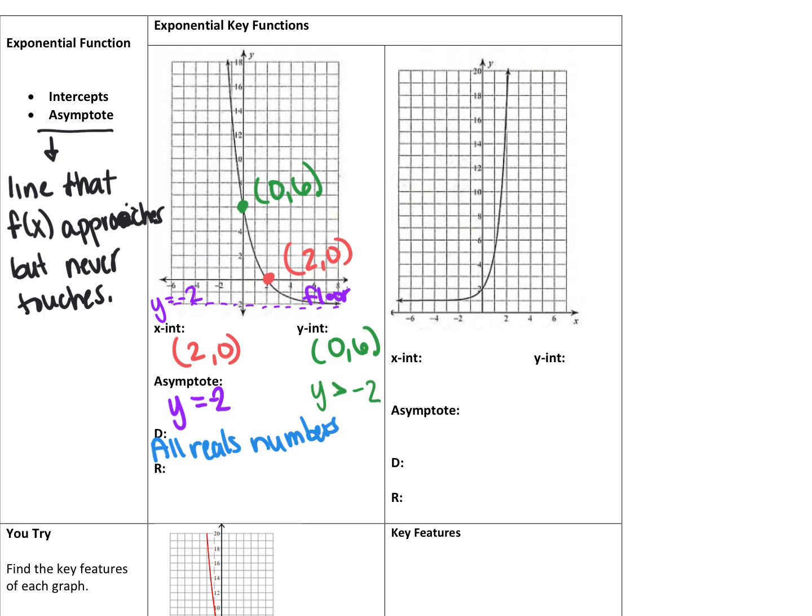Look at the next one. Again, same process. This time we want to find our floor. Let's find our floor value first. And our floor is here. It wants to touch 1. It's sitting right at 1, but it won't touch it. So I have an asymptote sitting at y equals 1.